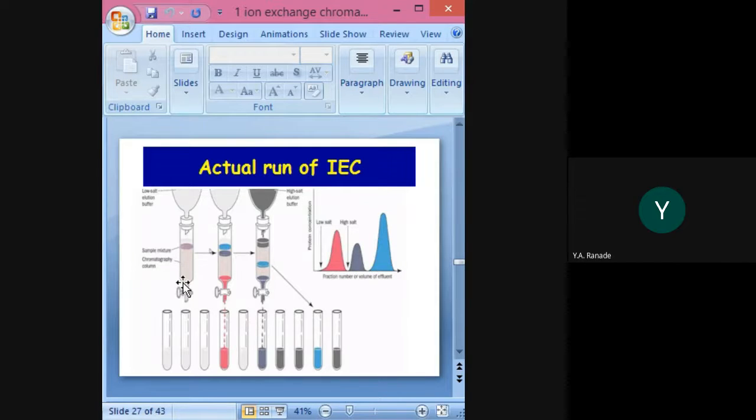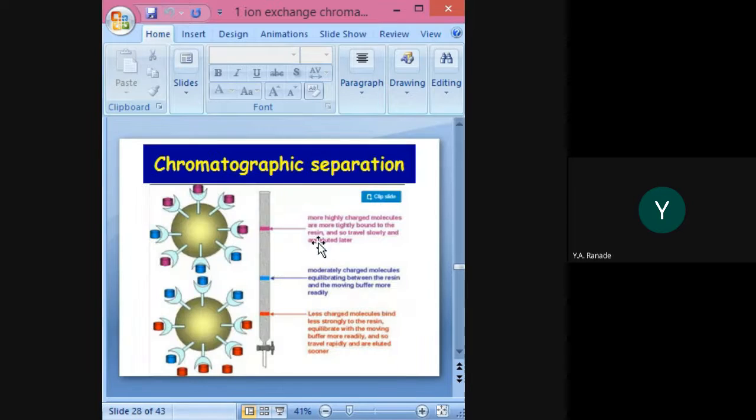So this is the way how an actual run occurs. Here the sample is being added inside. The different fractions are eluted, and each and every fraction is analyzed by the detector, and ultimately you will have n number of curves. The area under the curve is proportional to the concentration of your biomolecule in your sample.